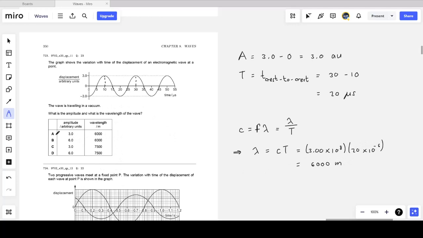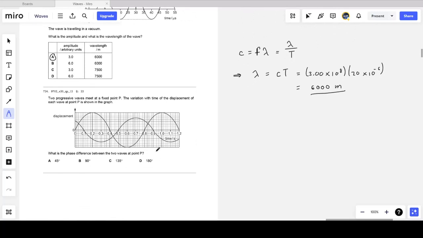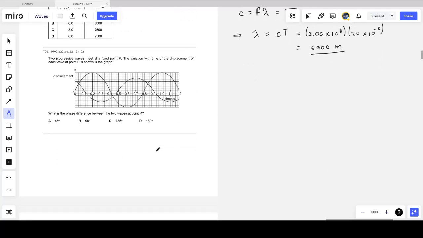So I'm looking at option A, an amplitude of 3 arbitrary units and a wavelength of 6,000 meters, which corresponds to option A. So a nice question that made sure we understood that we were looking at an electromagnetic wave before we chose a suitable number for the speed of the wave.